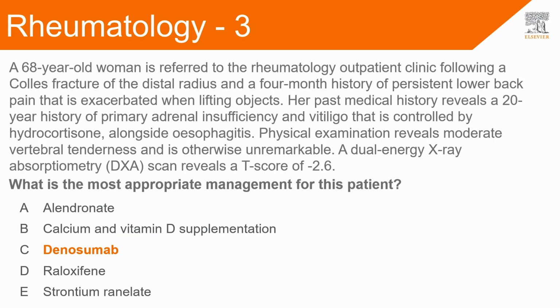If you did choose C, denosumab, well done. Let me expand on that a little more. Denosumab is a monoclonal antibody that inhibits the RANK ligand and is the most appropriate choice for this patient. Why? Well, it's really a second-line treatment for osteoporosis if bisphosphonates are contraindicated or not tolerated. Denosumab reduces the fracture rate and is safe for patients with esophagitis. So that's the best option for this case.